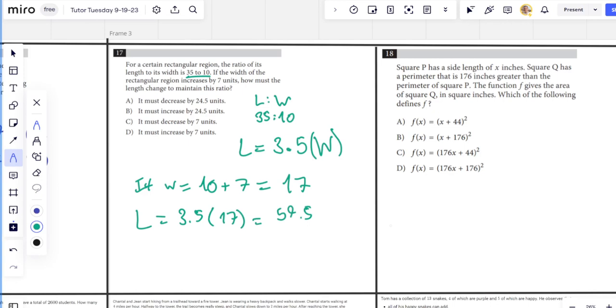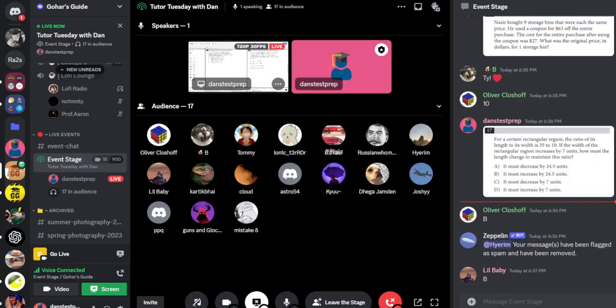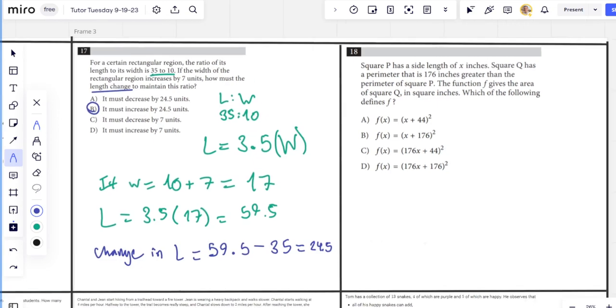which is 59.5. And of course, since we're looking at the length change, the change in this variable L is going to be the new value minus the original value. And that's going to give us 24.5. So the length should increase by 24.5 units. We could have also just done that increase of 7 times 3.5 to get that the increase in length should be 24.5. Yep, you guys saying B, that's correct.